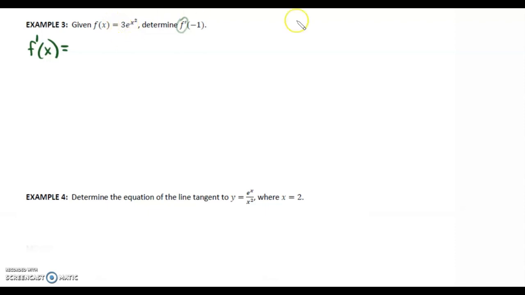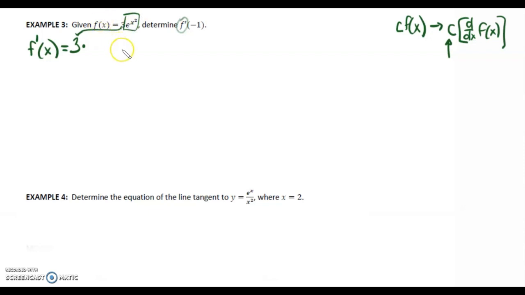So we know the constant rule. Just to remind us of the constant rule, if we have a constant times f at x and we want to find the derivative, it would be the constant times the derivative of f at x. So essentially, we can just pull the constant out, bring it down, and then find the derivative of f at x. So that's what I'm going to do. I'm going to pull this 3 down and leave it. And now I'm going to find the derivative of just solely e to the x squared.